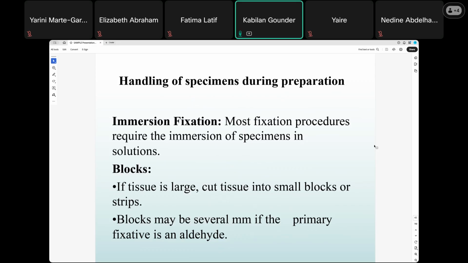Also blocks. If the tissue is large, if you have a large sample size, like 10 mm, 15 mm, or 20 mm, and you want to study it, you have to cut the tissue into small pieces. That's the best way to process your samples.